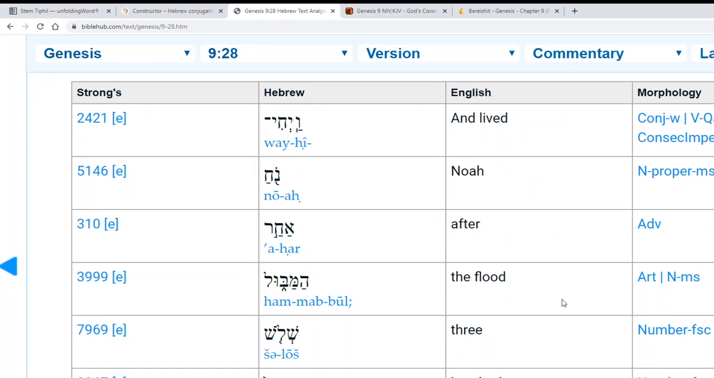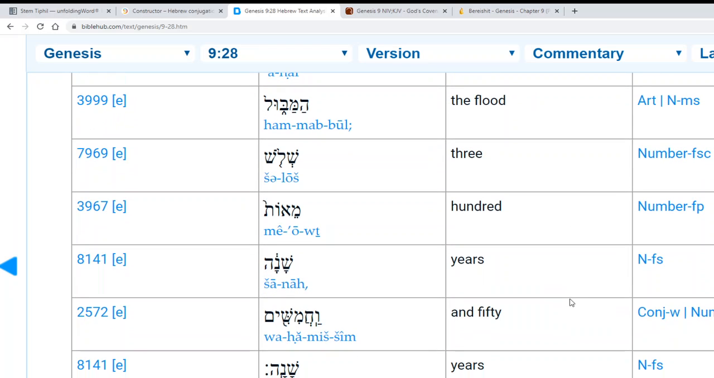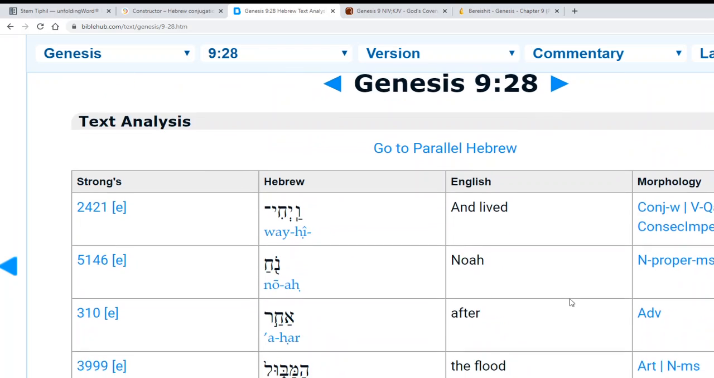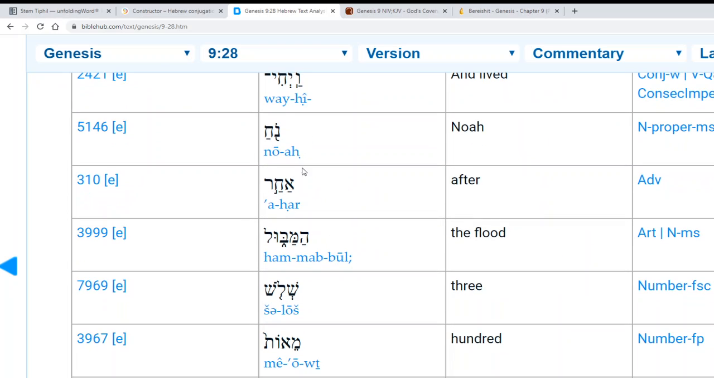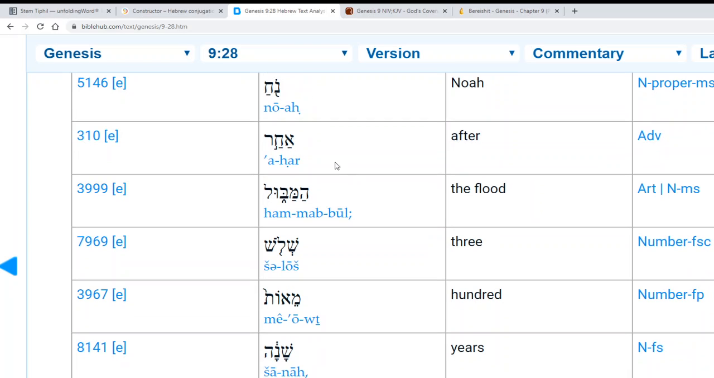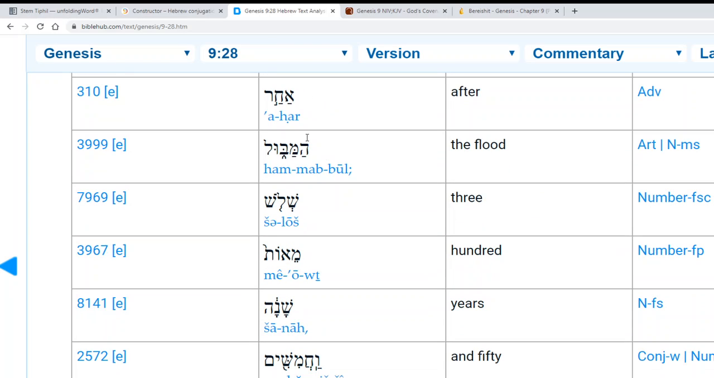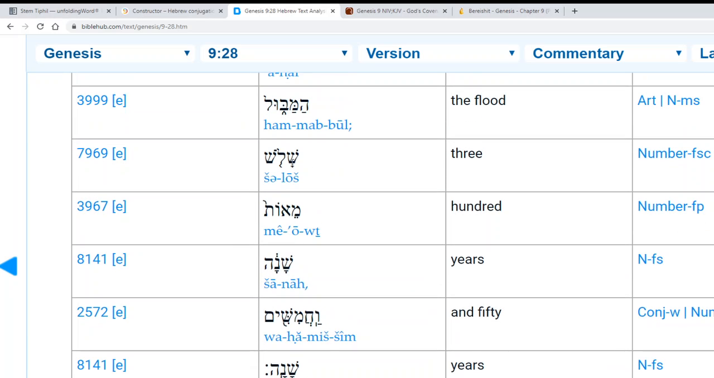Verse 28. Vayechi Noach achar hamabul 300 shana v'chamishim shana. Okay. Conjunctive vav yechi, to live, right? It's in the imperfect. It's getting flipped to the perfect, completed, and lived, right? The root, I would say, is chet yud hey, to live. And Noach is his name, obviously. Achar means after. Ha mabul, the article, and mabul, written flood completely as usual.